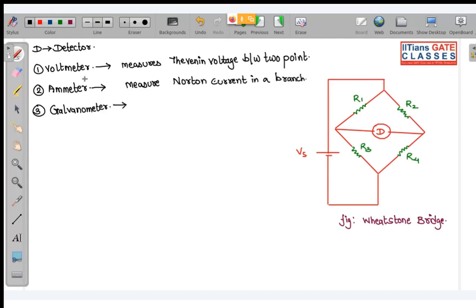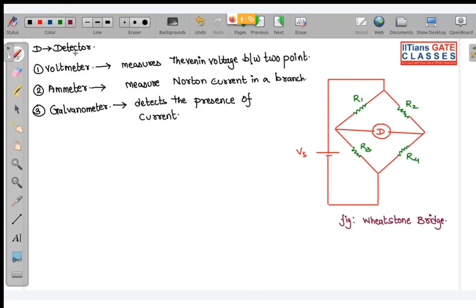Next, galvanometer. What do we mean by galvanometer? What does galvanometer do? Anyone want to say what galvanometer is doing? So galvanometer basically detects the presence of what? So it detects the presence of current. Okay, so galvanometer, what it does? It detects the presence of current.